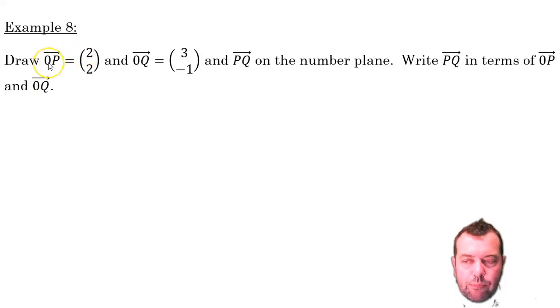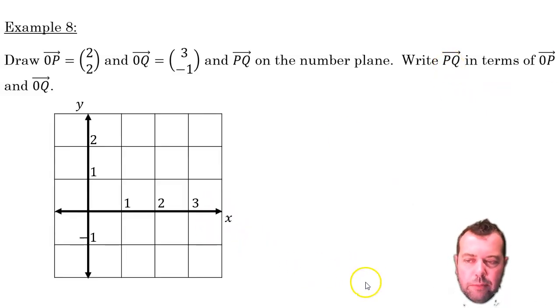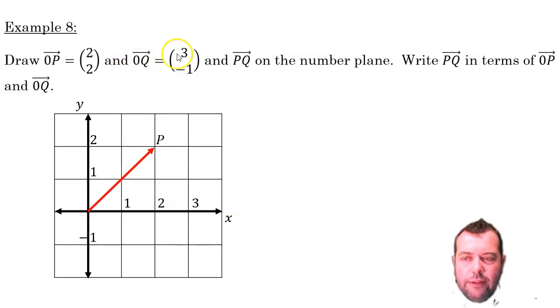Now, we have these vectors here. We're asked to draw them on the number plane. Then I want to express PQ in terms of OP and OQ. Well, here's my number plane. And OP, 2, 2: go across 2, up 2. OQ, over the origin, remember, is across 3, down 1. Boom, there we go, excellent.